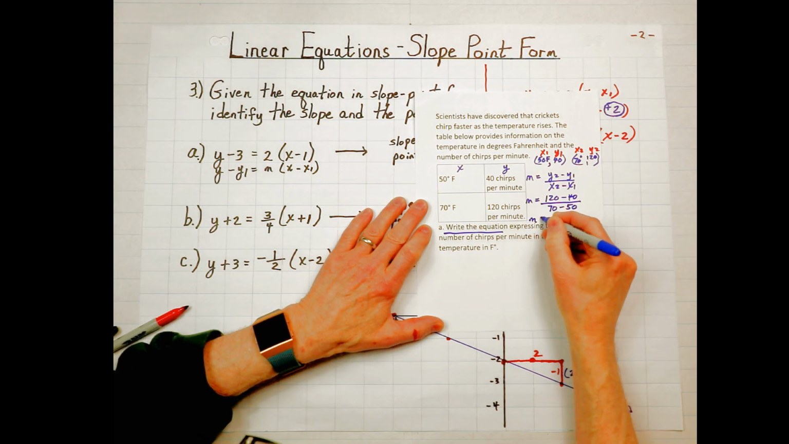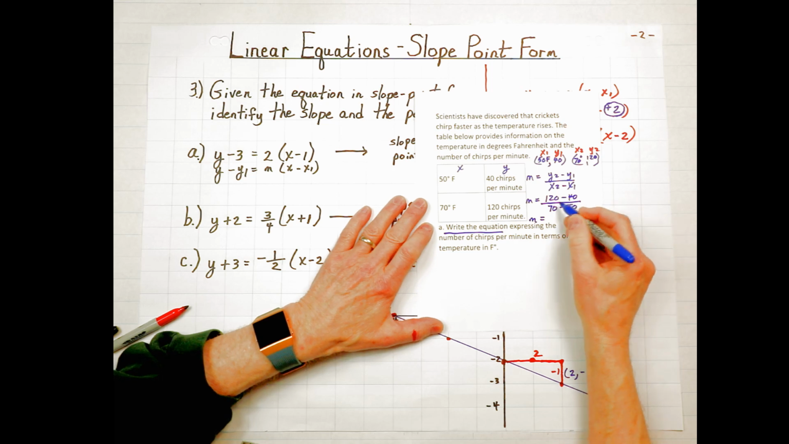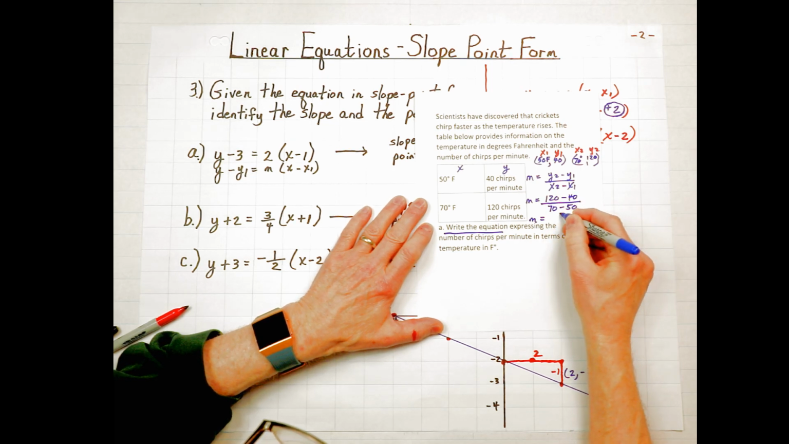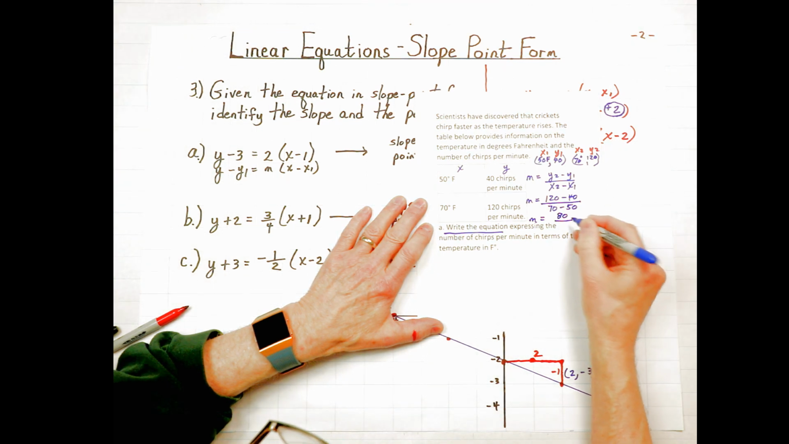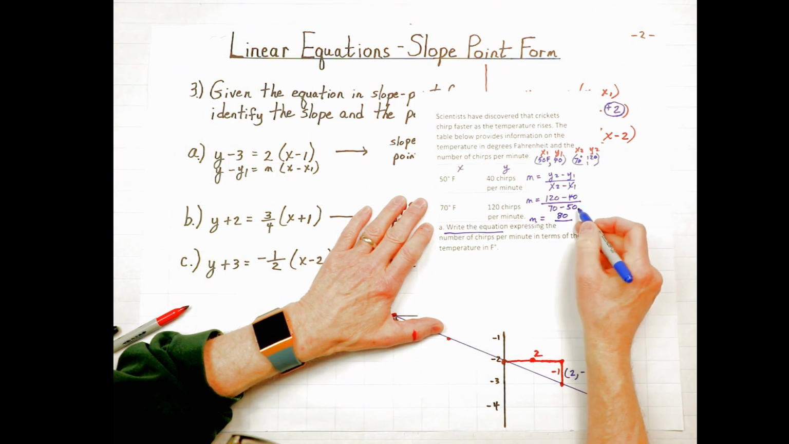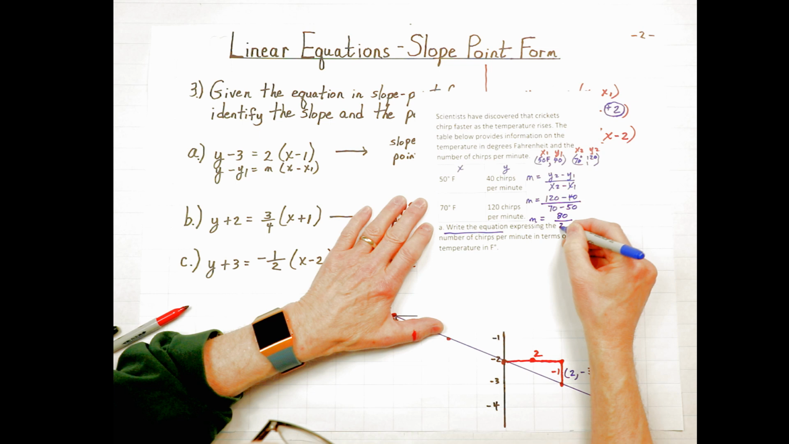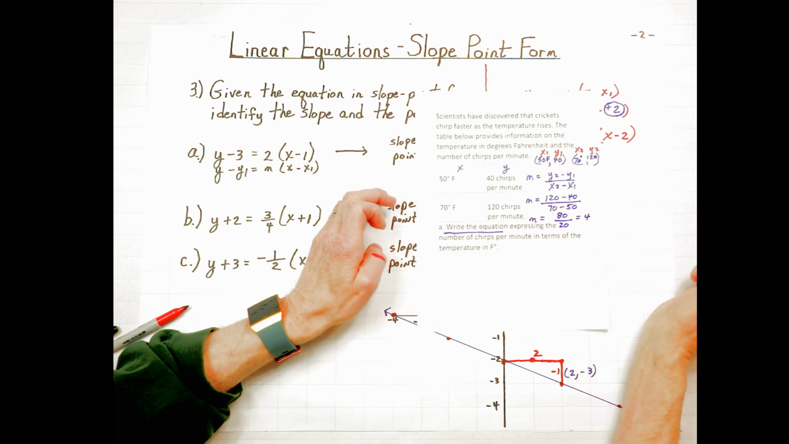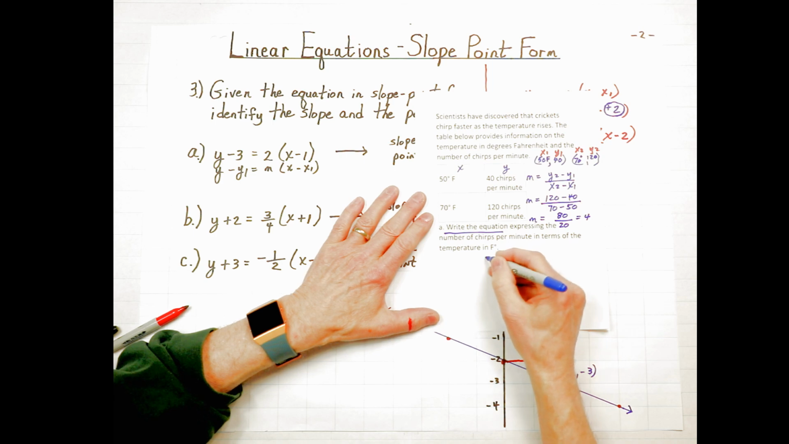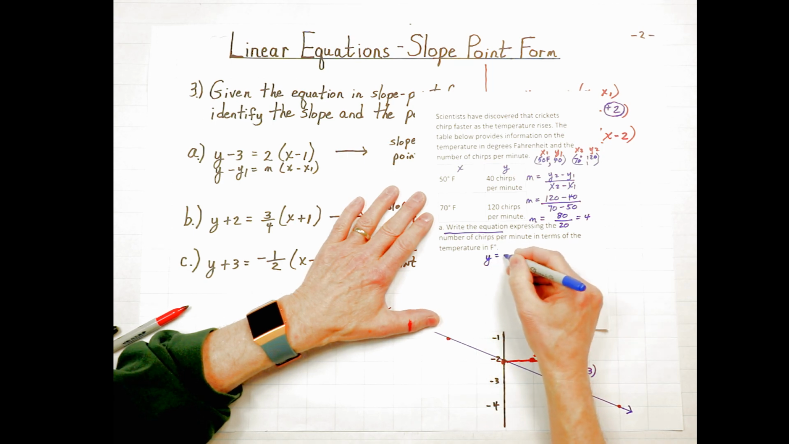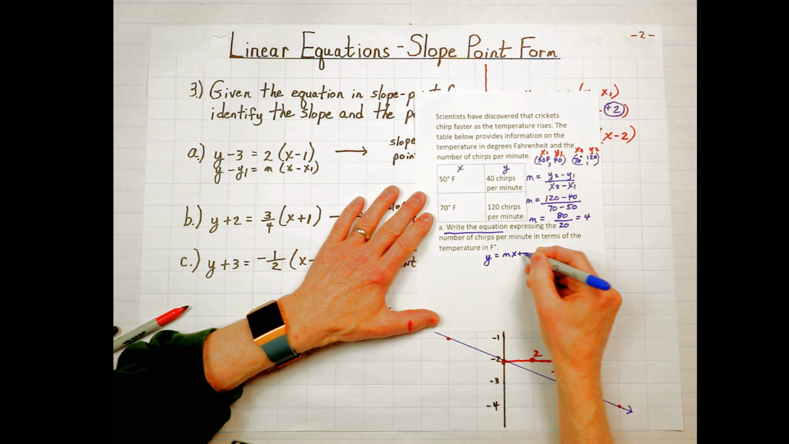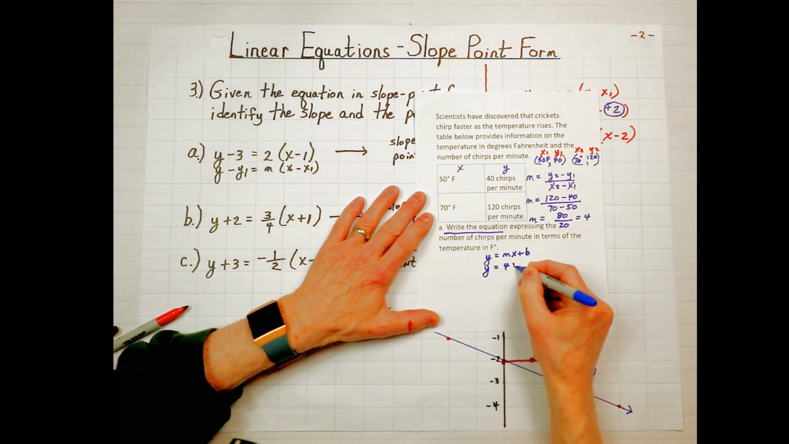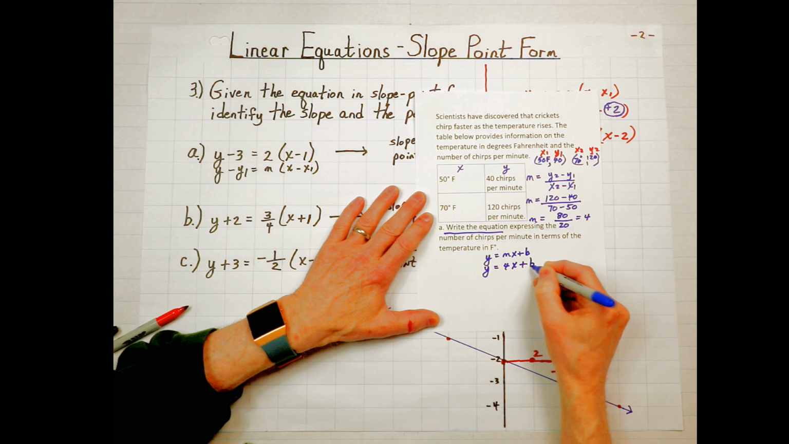Okay, let's work that out. We have nice round numbers here. 120 take away 40, that's 80. And for the denominator, 70 take away 50 is 20. And when we divide those, we get 4. So y equals mx plus b. So y is equal to 4x plus b.